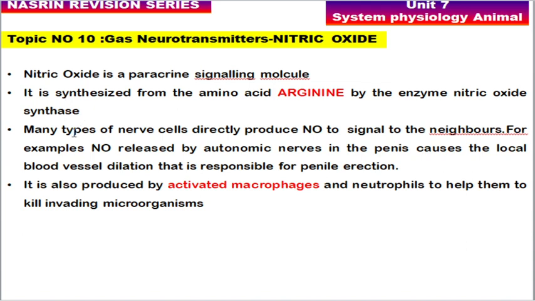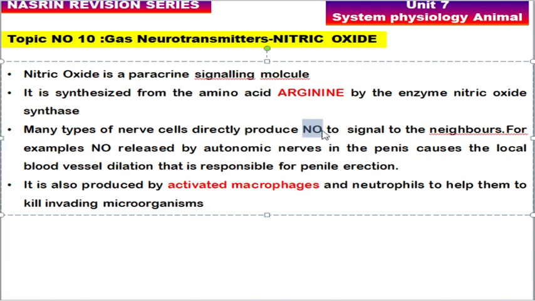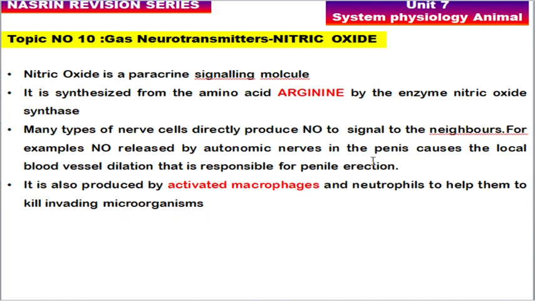Many types of nerve cells directly produce nitric oxide in order to signal neighboring cells. For example, nitric oxide released by the autonomic nerves in the penis causes local blood vessel dilation of the penis, which is responsible for penile erection.